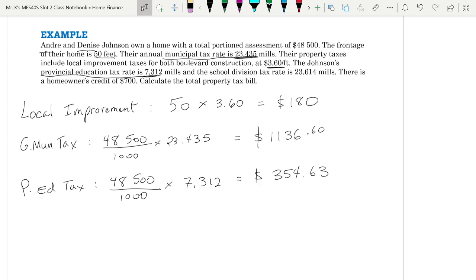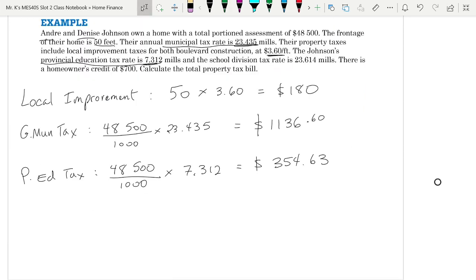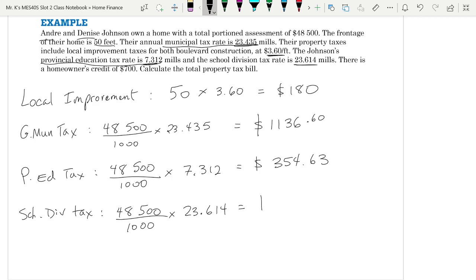And then I got one more, the school division tax. Once again, it's that same price of my house divided by 1,000. And this time, the mill rate for this one is 20. Notice that's the biggest one. Makes sense. The biggest part of your property taxes go to education. And that's going to be, I did the math on that, $11,045, or sorry, not $11,000, $1,145.28. So there we go.